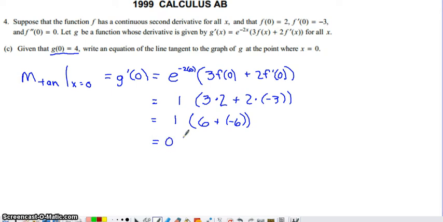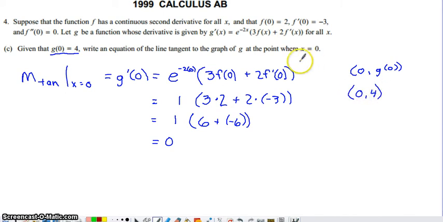So now you have to figure out what the point of tangency is. Point of tangency is going to have an x value of 0 and a y value. Since we're tangent to g, the y value is going to be whatever g of 0 equals. Well, they told us that. G of 0 equals 4. So our point of tangency is going to be 0, 4.